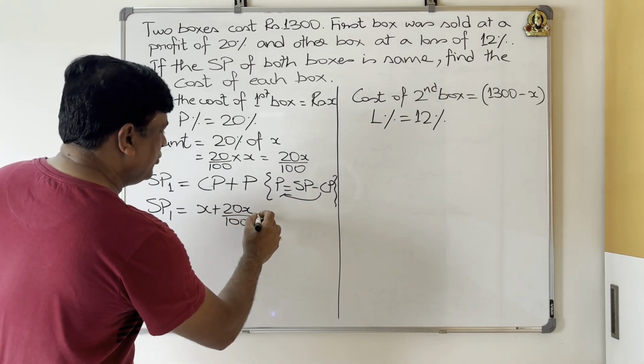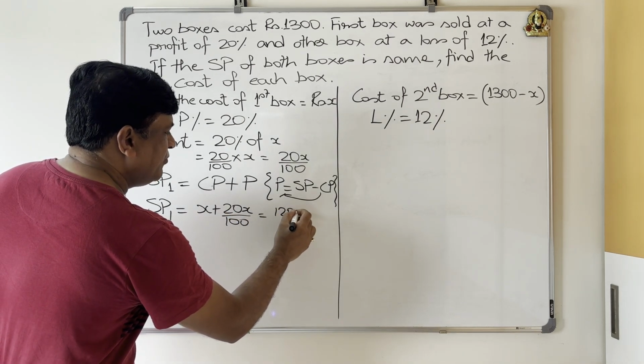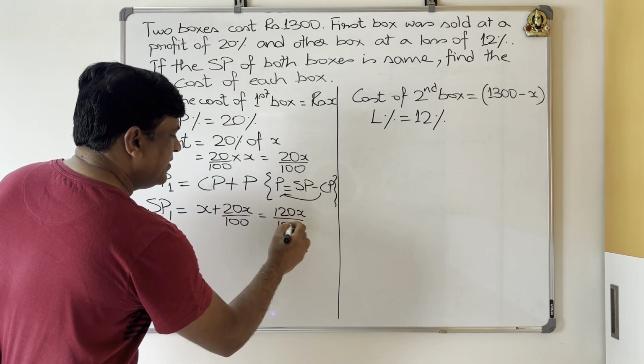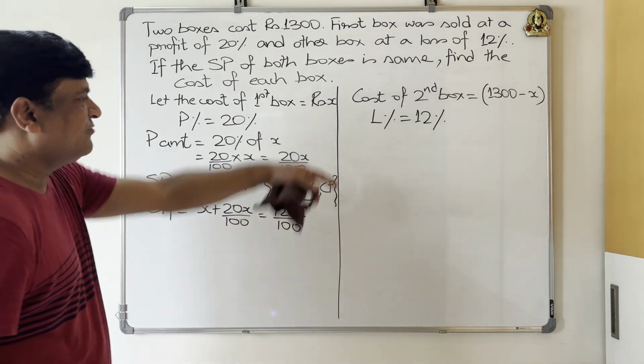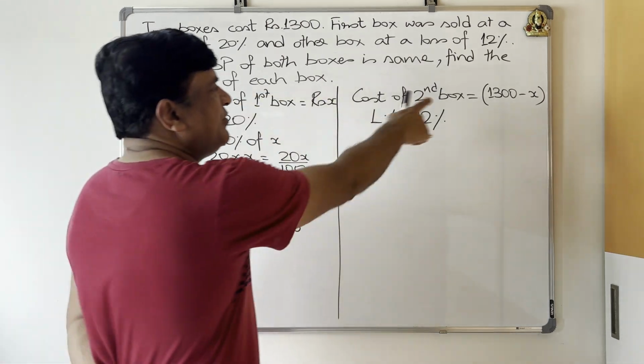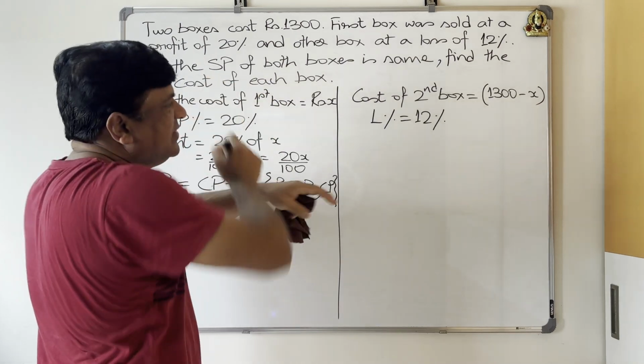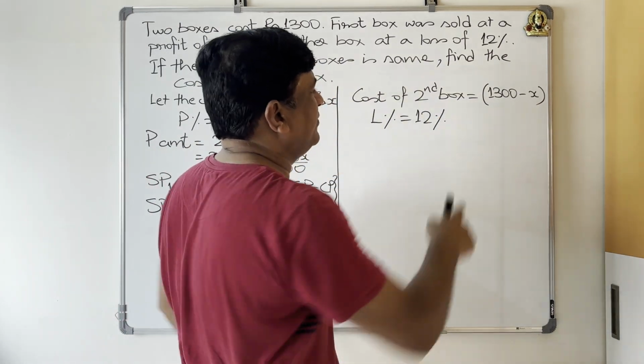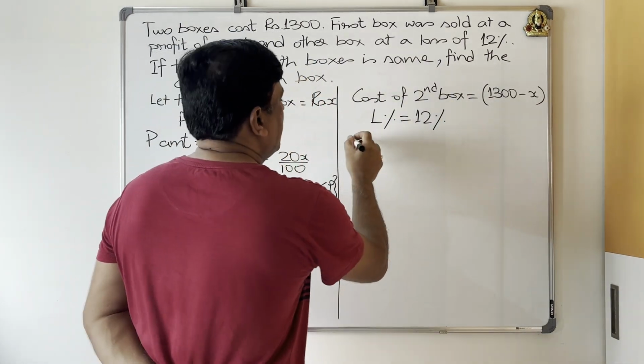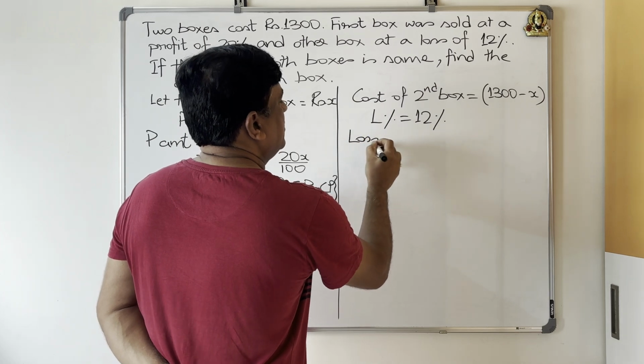When you do this, what do you get? You get 120x by 100. Leave it like that for the time being. Let's go to the second part of the problem. Now here they are saying that they have sold the second box at a loss of 12%. How do you calculate the loss amount?